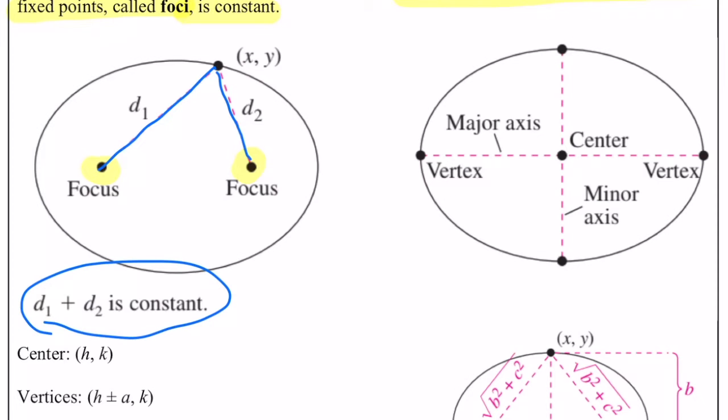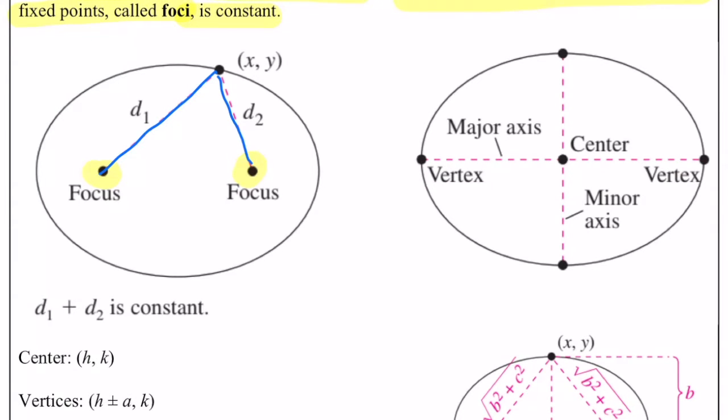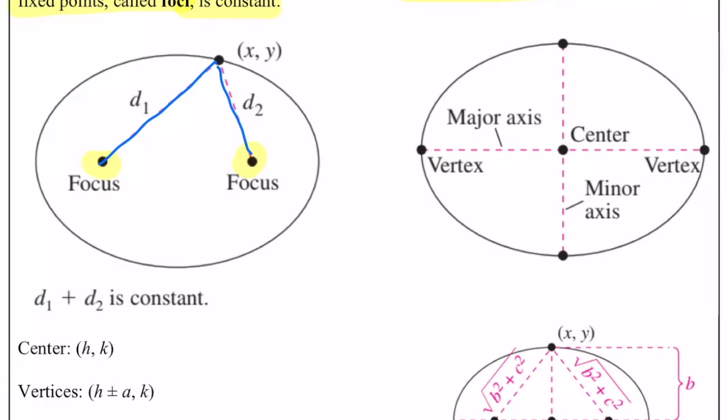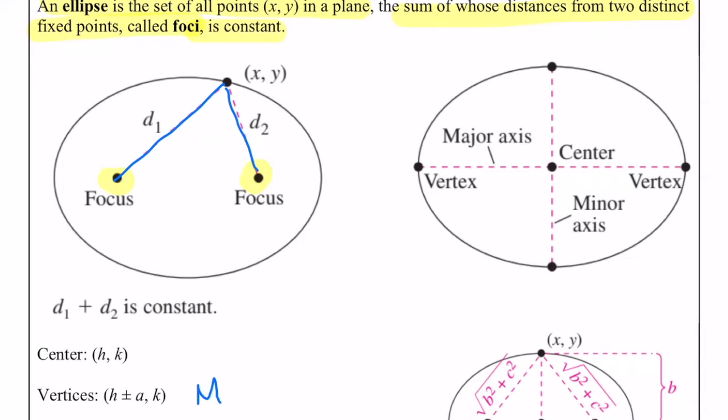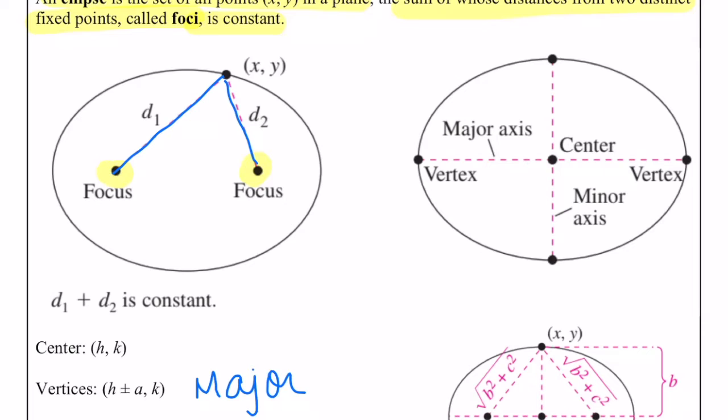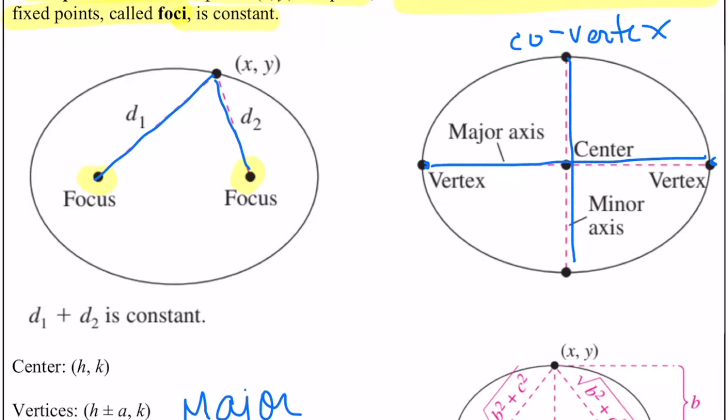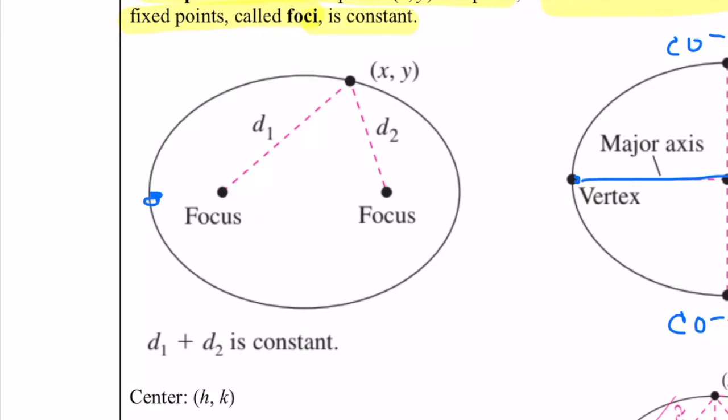Now let's go back here. So still going to have a center just like we have for a circle, but there's going to be 2 axes. The longer axis is the major axis, and the minor axis is going to be the shorter axis. The vertices are going to be on the major axis. So we have a vertex here and a vertex here on this major axis. And on the minor axis, we're going to have co-vertices. So that would be a co-vertex up here and a co-vertex below.